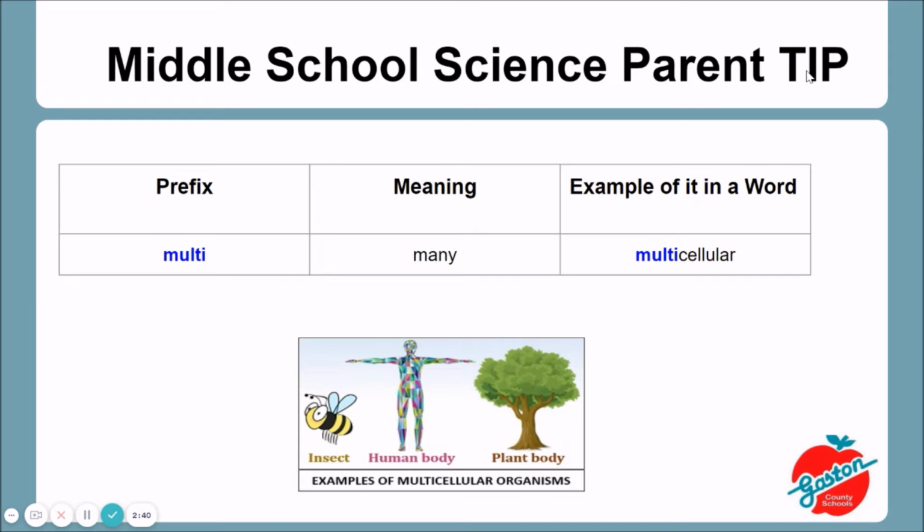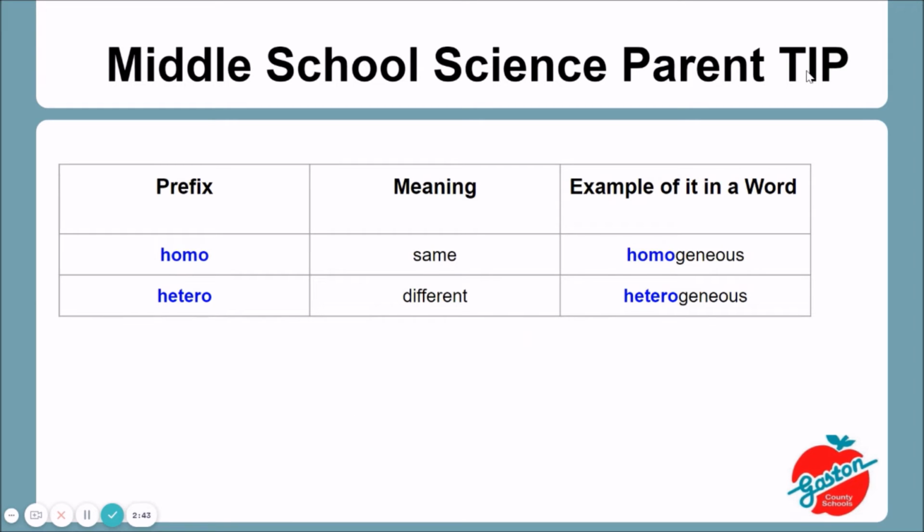Well, we have other prefixes like homo and hetero. Homo means same. Hetero means different. Examples of words containing homo and hetero are homogeneous and heterogeneous.